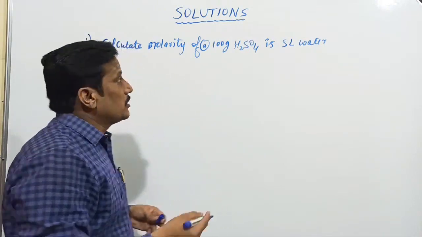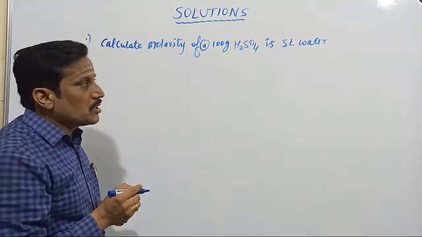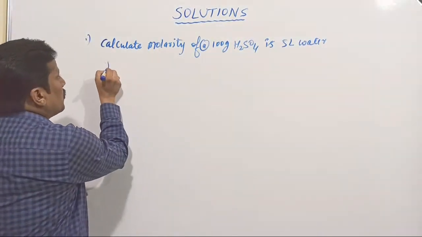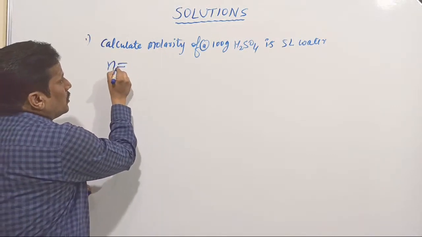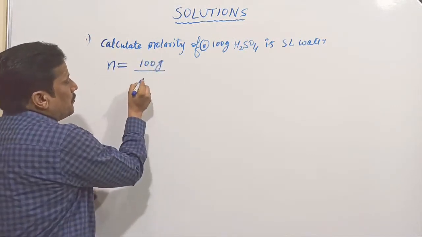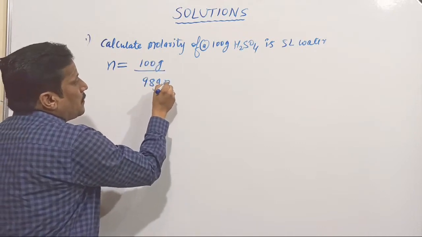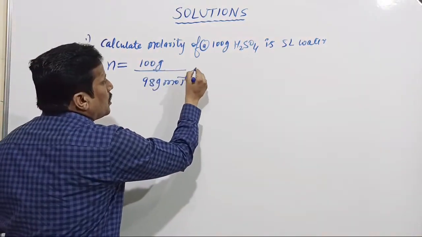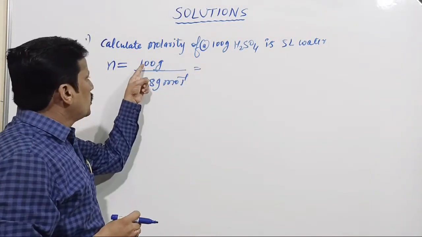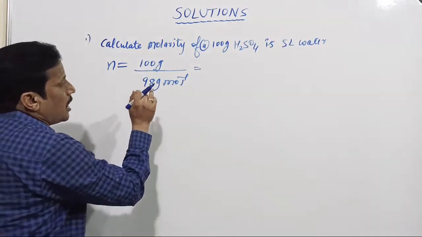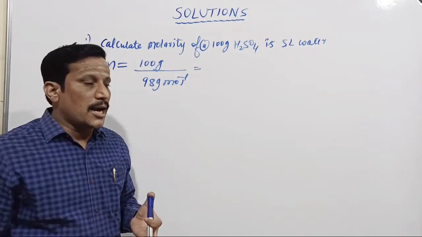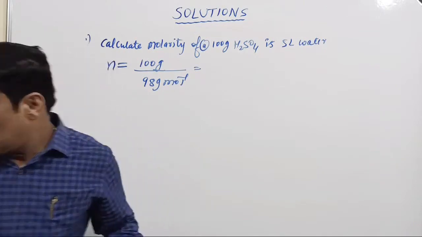So here, what is the first step? For 100 grams of sulfuric acid, you have to find the number of moles. Number of moles is equal to the given mass, 100 gram, divided by 98 gram per mole. So 100 by 98 gives the number of moles. See in your calculator, how much you will get? 100 by 98, I will tell you.